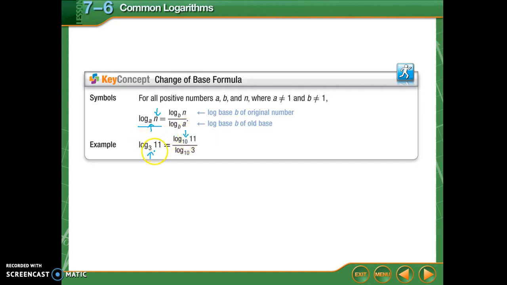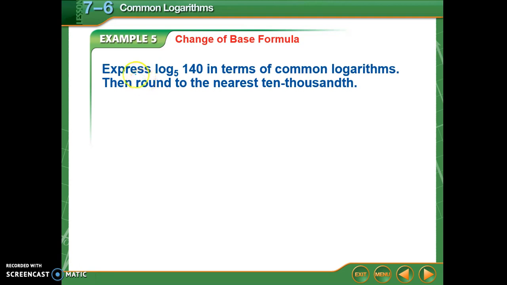So I can say, well, this has to be equal to log base 10 of 11, right? Or what we would write as log of 11 over the logarithm of 3. And I can choose to use base 10, and now I can use a regular scientific calculator to evaluate that logarithm. So let's look at this. It says express log base 5 of 140 in terms of common logarithms. When they say that, they usually want you to rewrite using the change of base formula. So that might be something you want to make a note of to yourself.